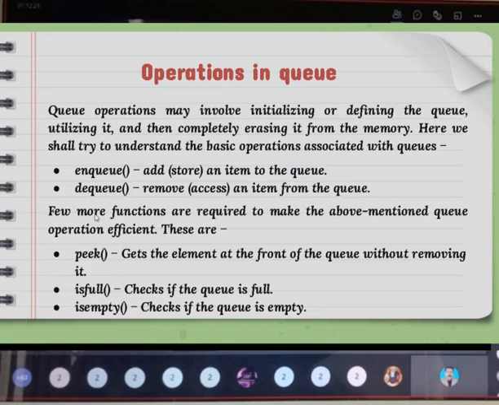Other functions can also be mentioned in the queue operations. Front means getting the element at the front of the queue, and rear means getting the element at the end of the queue. The front function is used for the queue front, and the rear function is used for the queue rear.